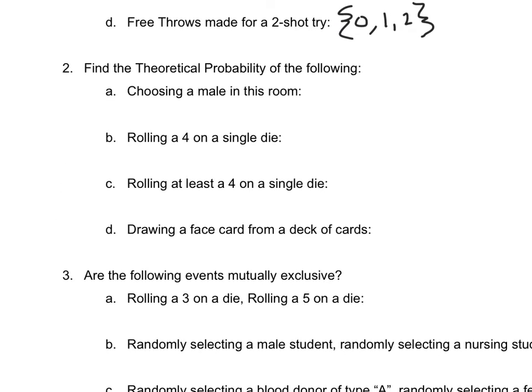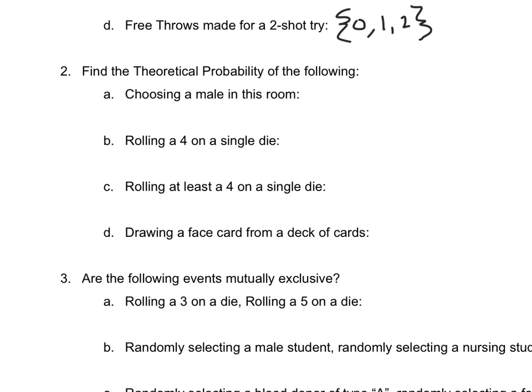Okay, let's take a look at question number 2. Question number 2 is finding the theoretical probability of the following things. The first one's kind of hard for me considering I'm sitting in my living room right now. But let's say, for example, we had 23 people in the classroom total, and there were 15 males. So what's the probability of you choosing a male? Well, there are 15 males total, and there are 23 total students. So 15 out of 23. That would be just an example.